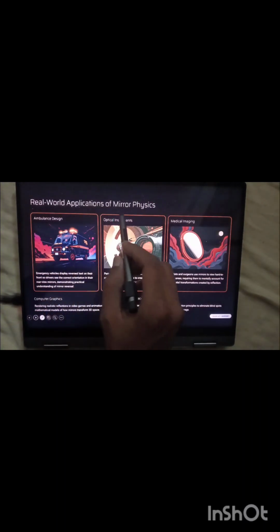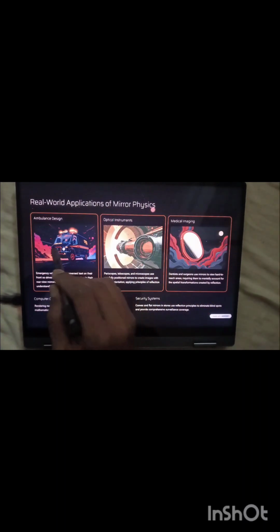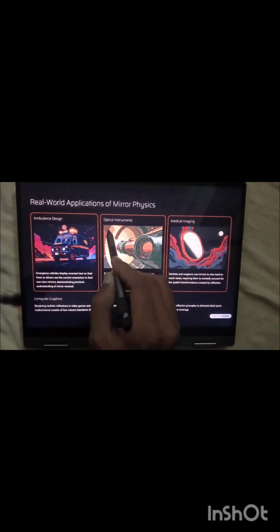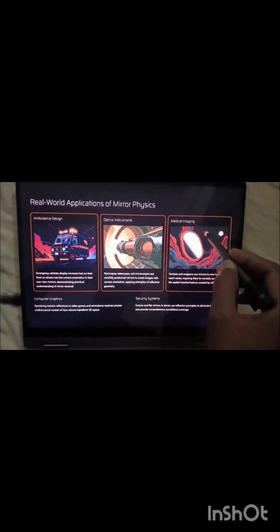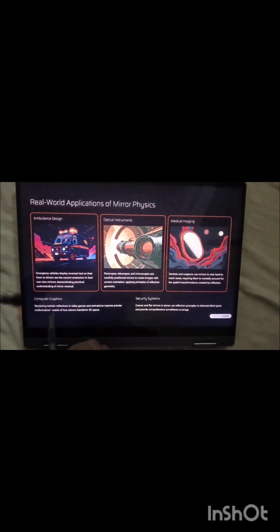Real-world applications of mirror physics: ambulance design, optical instruments, medical imaging, computer graphics rendering. Realistic reflection in video games and animation requires precise mathematical models of how mirrors transform 3D space. There are more real-life applications of mirror physics. We can search on the browser.